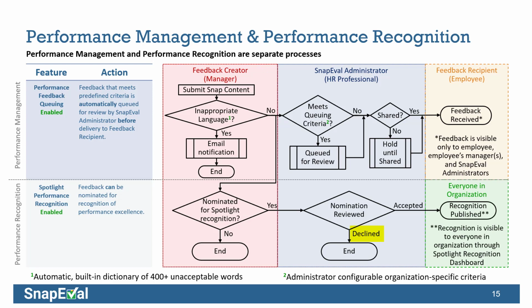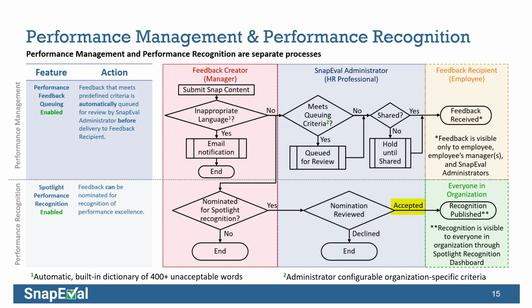Now, it's interesting that if you decline that nomination, of course, that's where it ends. Right below it says nomination reviewed, the individual still receives their snap because that's on the top half of this slide. That's under the performance management side. So it doesn't affect the performance management side at all if you decline a nomination for a Spotlight.